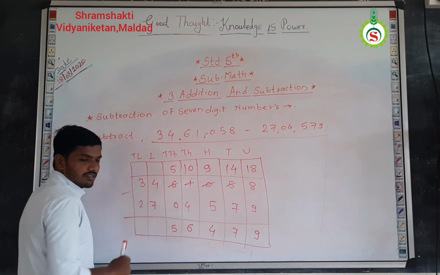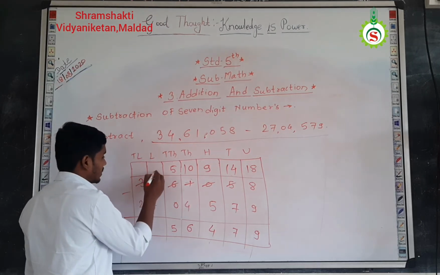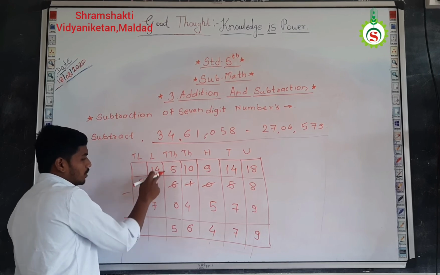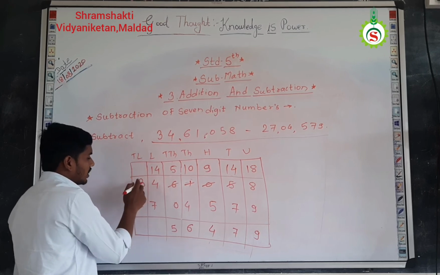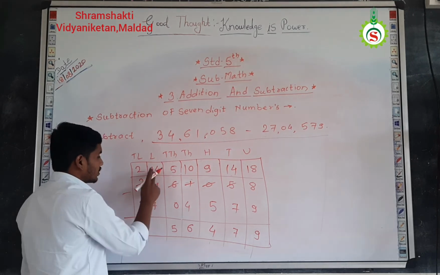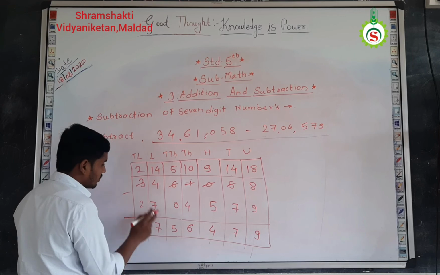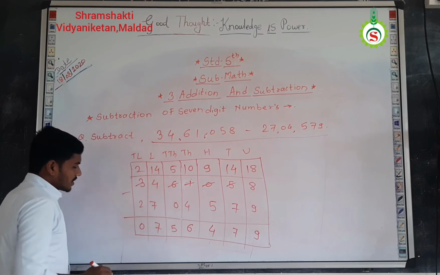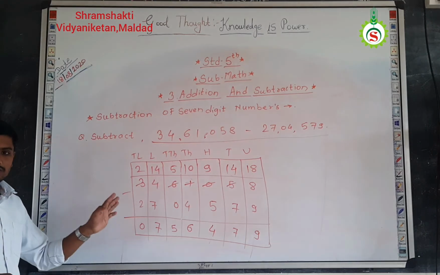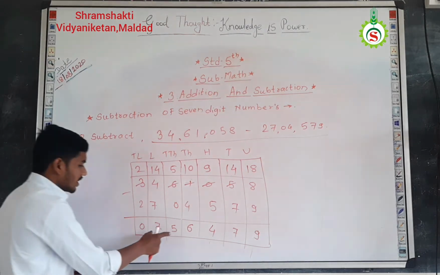Now 4 minus 7, is it possible? No. That means I have to take one borrow. So here 1 as a borrow and 4 itself, so here it becomes 14. And that 3 has given one borrow. That means it remains only 2. So 14 minus 7, answer is 7. And 2 minus 2 is 0. So we have reached the last place. That means our subtraction is done. Now that is our answer.